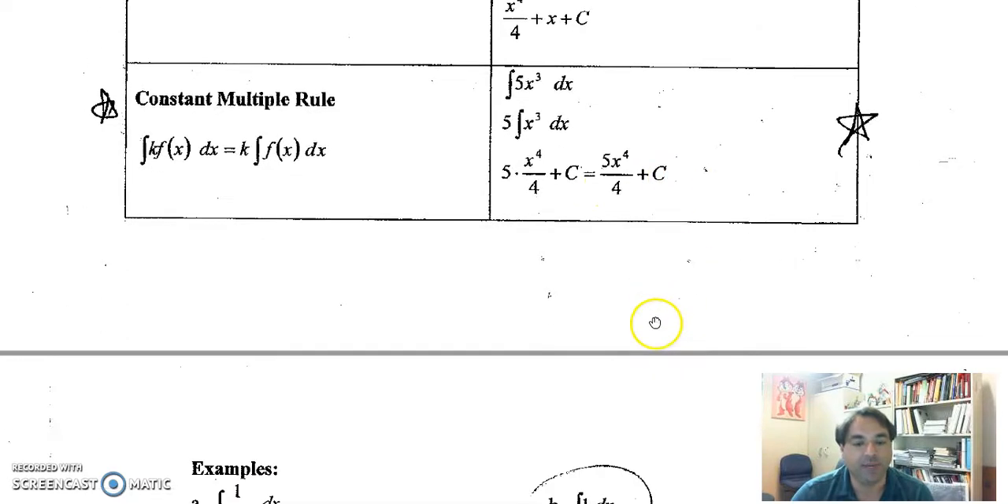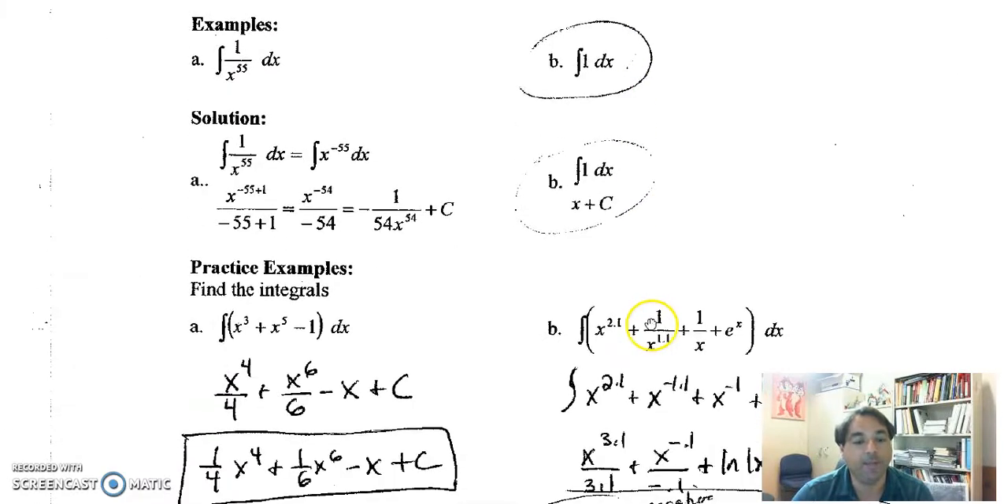Okay, let's do some practice problems. Now, I'm trying to give you a mixture of problems, so I'm going to go over these, but you need to do these step by step and make sure you can do them on your own. So if I had the integral of 1 over x to the 55 with respect to x, I would first rewrite it. Remember we talked about rewriting it makes it easier to deal with. So instead of the integral of 1 over x to the 55 with respect to x, I do the integral of x to the negative 55 with respect to x.